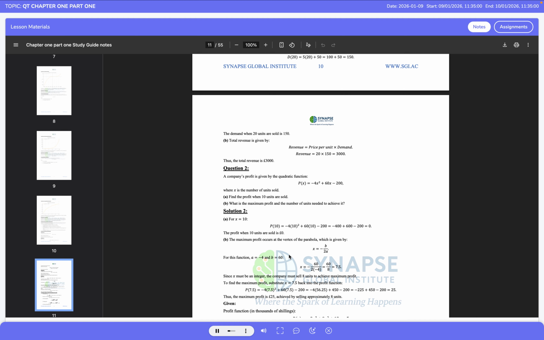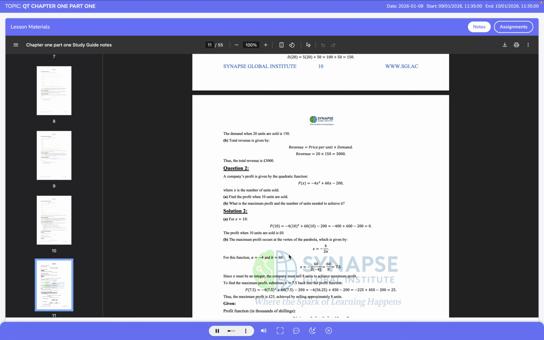In part B, if the price per unit is £20, total revenue is calculated as price per unit multiplied by demand. This gives revenue equals 20 multiplied by 150, which equals 3,000. Thus, the total revenue is £3,000.